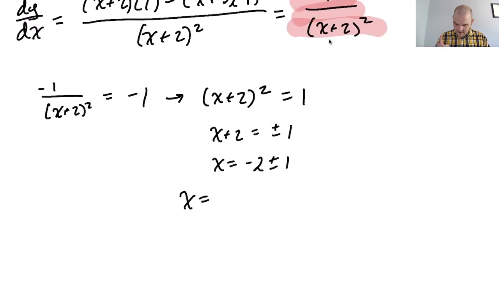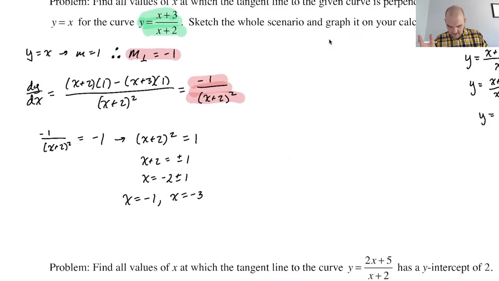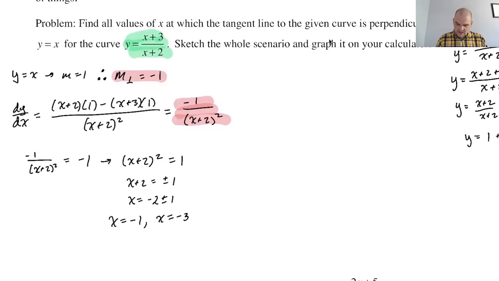So x is -2 plus 1, which is -1. -2 minus 1 is -3. Same answers either way. It doesn't really matter how you do it. So I get -1 and -3. Does that feel right? So the function has a vertical asymptote at -2. So it kind of feels like maybe that's the right thing. So I'm thinking that these are my answers.